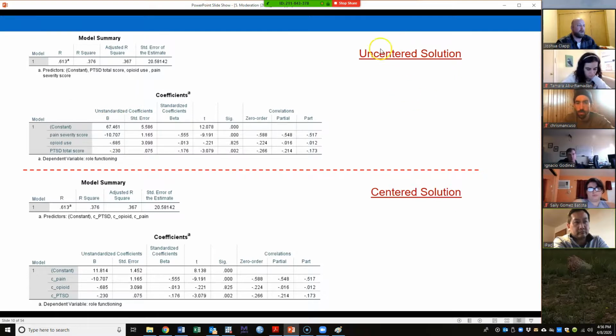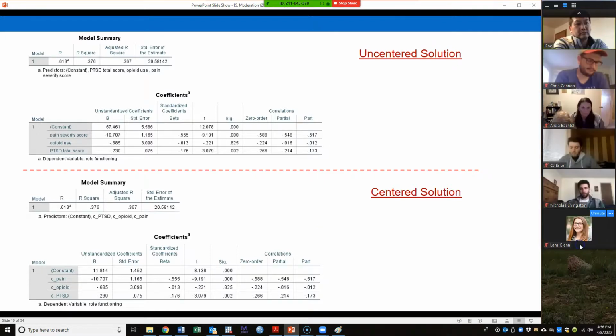Again, when all variables are held constant at zero in the uncentered solution, it means non-opiate users with zero scores on pain and zero scores on PTSD. In my centered solution, holding all variables constant at zero means controlling for opiate use, with pain and PTSD held constant at their mean value. Okay. Are people starting to see how this centering starts to impact the interpretation of some of our coefficients here?